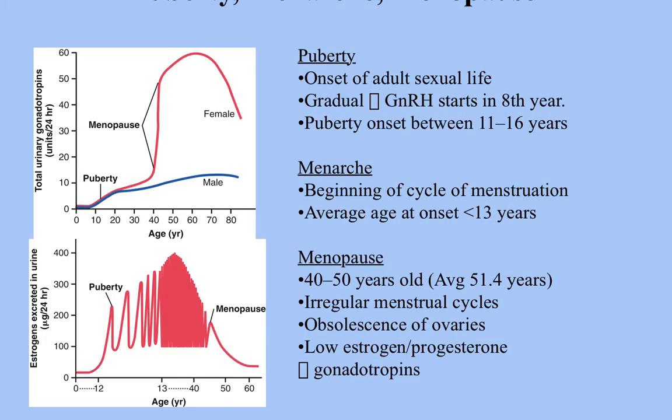All right, so females have a lifetime reproductive cycle as well as a monthly reproductive cycle. It starts at puberty. You have the first period, or the first menstrual cycle, which is called menarche, and then you have menopause, where all of this dies down. So, of course, we know what puberty is. It's the onset of your adult sexual life, where you start becoming sexually mature and able to reproduce. Usually, this is gradual. Gonadotropin releasing hormone can start as early as 8 years old.